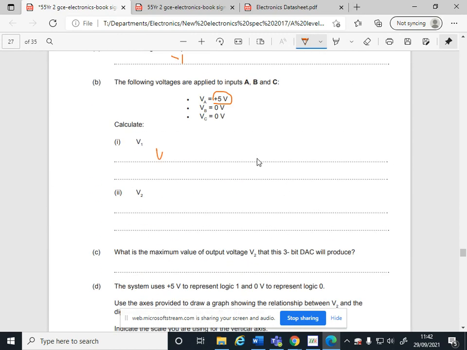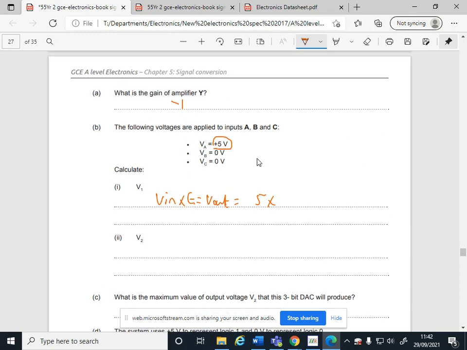V in times gain equals V out. I'm going to do it in one fell swoop. V in is 5 volts multiplied by my gain, which is minus 30 over 120. So 0.25 multiplied by your 5 gives minus 1.25. V2 is 1.25 volts. Make sure you put units on, everybody. That is all it's asking for.